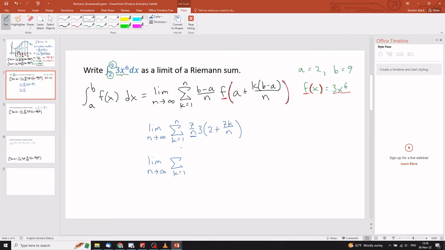k equals 1 to n. Oh, I forgot the 6th power up here earlier. Sorry about that. So 3, and then all of this stuff to the 6th power. That's what we want. Okay, so back here, 21 over n, 2 plus 7k over n to the 6th power. And I would think that most instructors would allow you to leave your answer in this form. Too tedious to try to multiply that binomial out 6 times. So just this format should be fine.